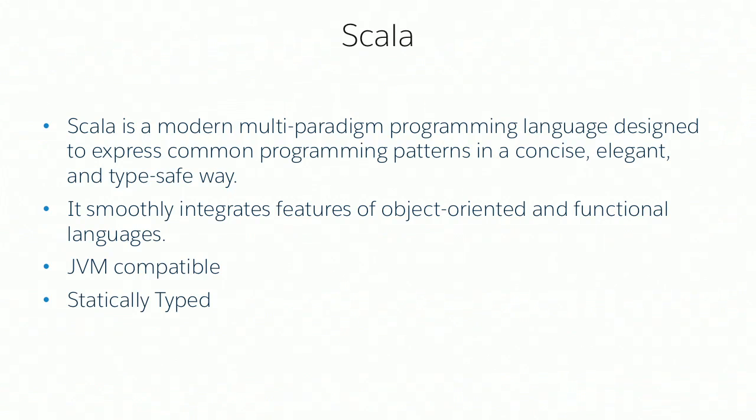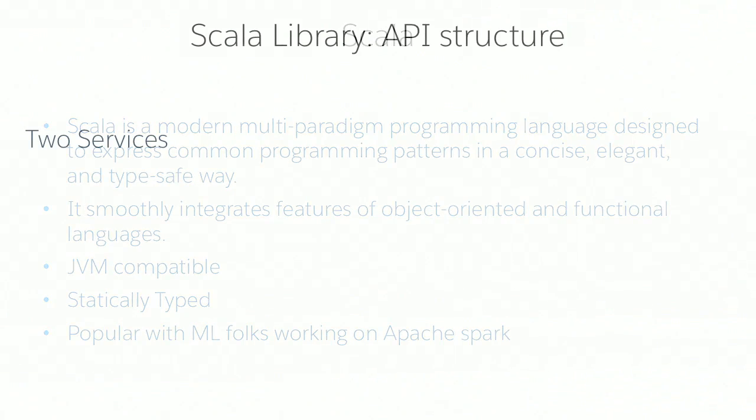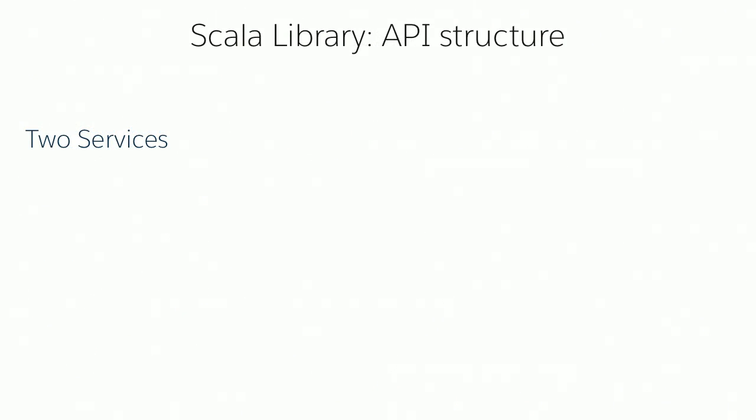It's statically typed, so you don't have to worry about all the issues you come across in JavaScript, right? And Scala is becoming popular, especially because popular machine learning libraries like Apache Spark are written in Scala. It's still not there in terms of popularity as compared to R or Python for ML, but it's getting there.